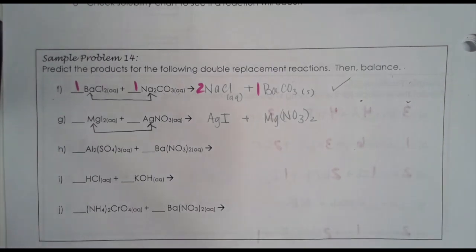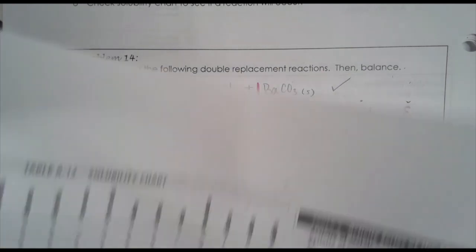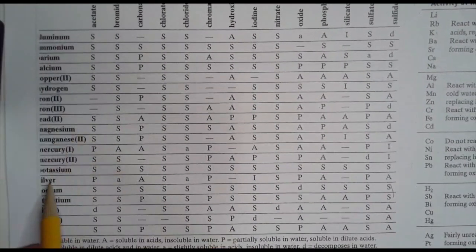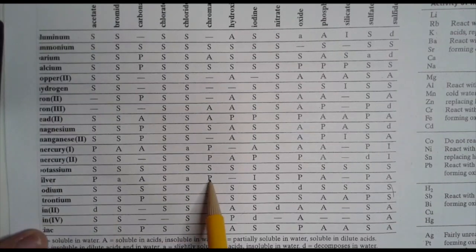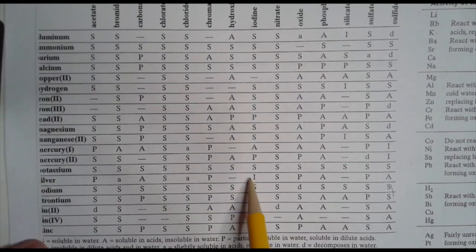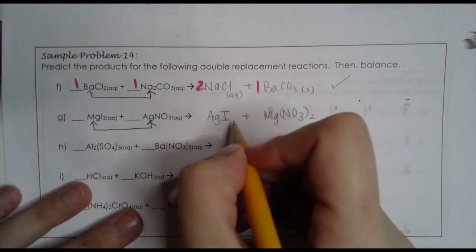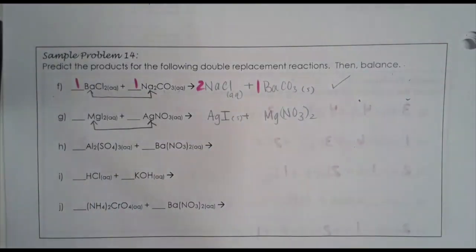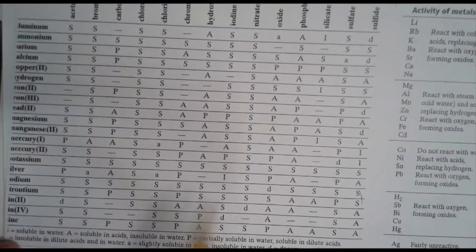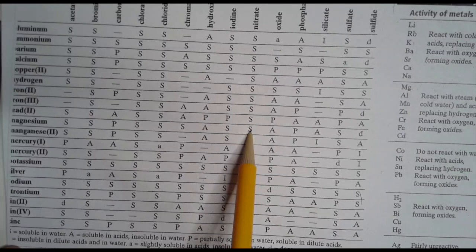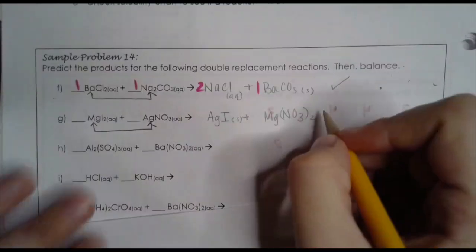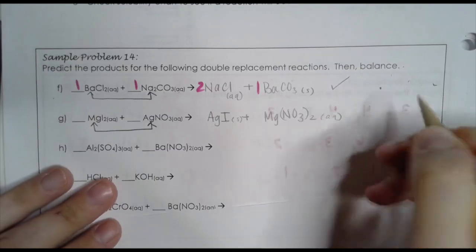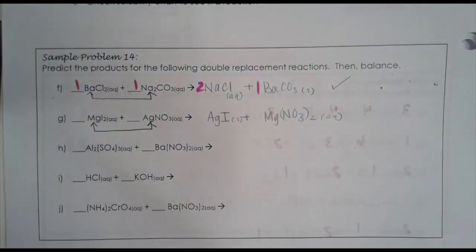Next step is to check the solubility chart. So silver iodide. Silver is down here. Let's find iodide. Sometimes it's a little tricky. Capital letter I, where those two intersect. And again, because there's no S there, that means that it is an S. Silver iodide will produce a solid precipitate when those ions come into contact with one another. And magnesium nitrate is going to be somewhere down here. That is an S, and S stands for soluble, so I'm going to write AQ. So for this one, yes, we will see a reaction in our test tube because we have a solid precipitate.